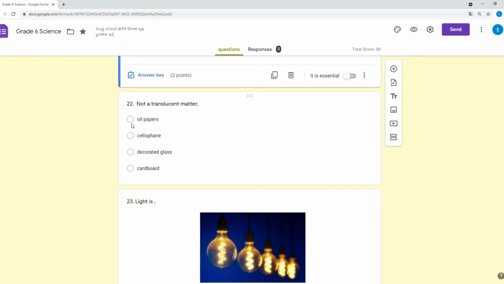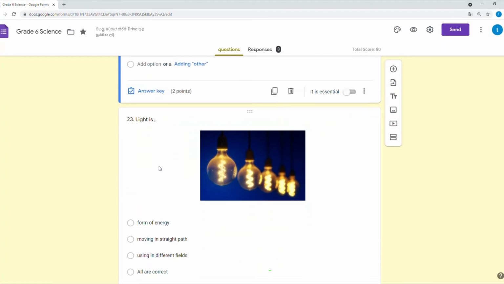Oil papers are such things, cellophane is such a one, translucent. Decorated glasses, especially in washrooms, I think all of you know that. Inside the washrooms, if the light is on, we can see the light and know somebody is there, but not a clear picture. But through cardboard there is no transmission of light, so that is not translucent. Really it is an opaque substance. So your answer should be the fourth one.